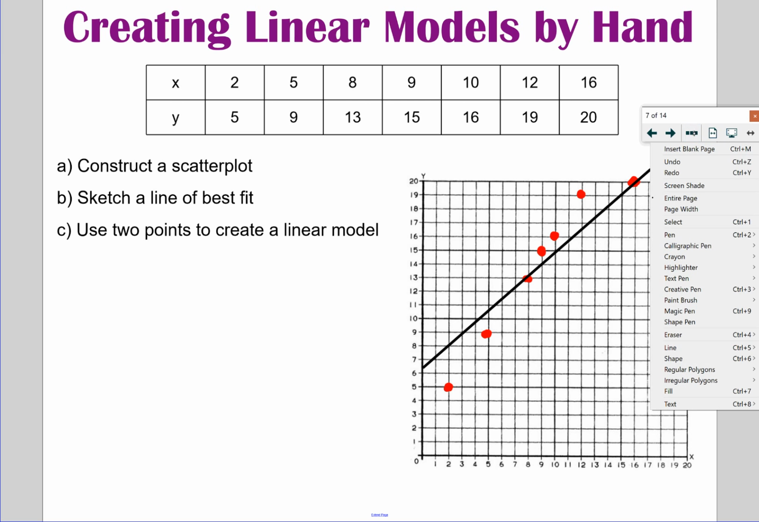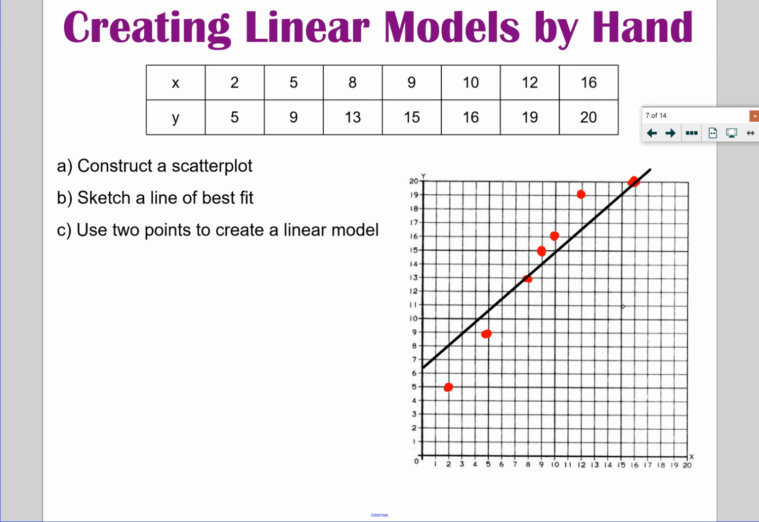The next thing we want to do is choose 2 points on our line, or as close to our line as we can get. So it looks like I have a point here that my line's going through and a point here that my line's going through. And let's find out what those points are. That first one is 8, 13 from our table, and the other one was 16, 20 from our table. So I'm going to write that down.